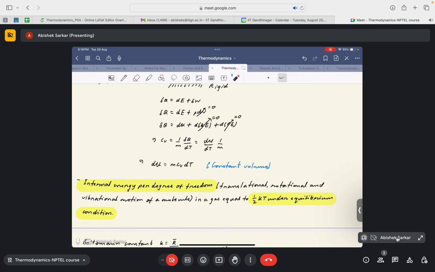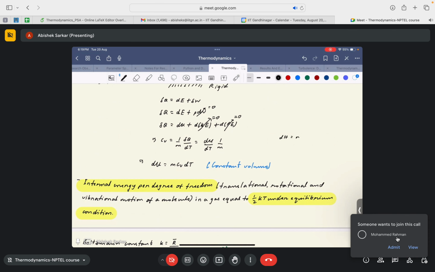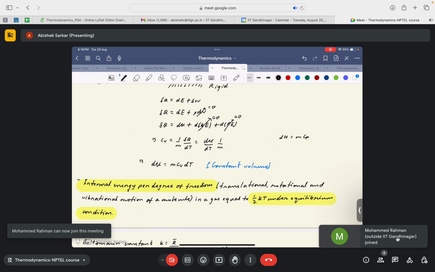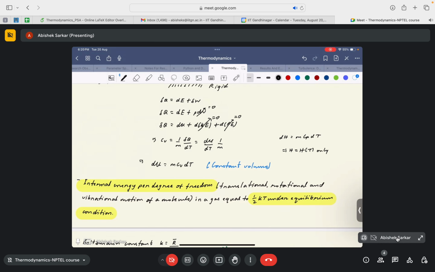A similar analysis is also done for the enthalpy. For a stationary system undergoing a constant pressure process, you will see that the net heat interaction is equal to the net change in the enthalpy of the system. So the enthalpy is introduced here. Again the enthalpy is a function of temperature only, h of T, and dh is equal to m cp dT. So h will also be a function of temperature only, for a stationary system undergoing a constant pressure process.